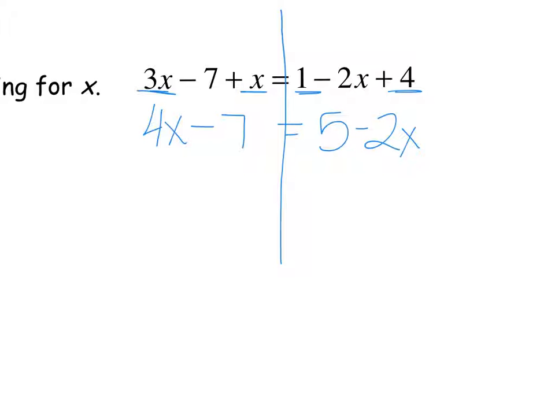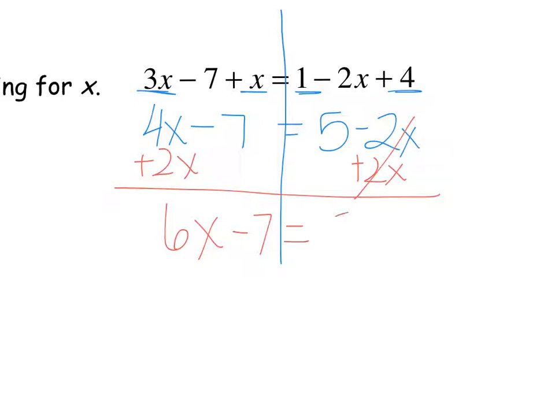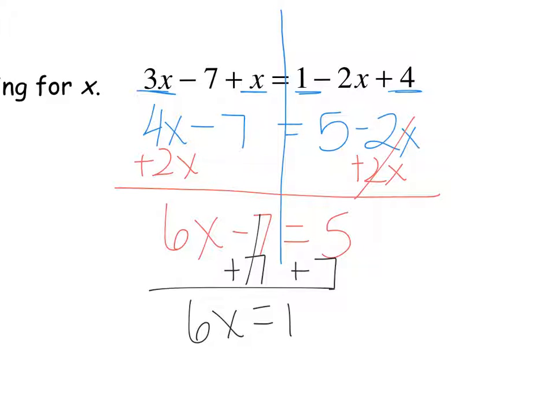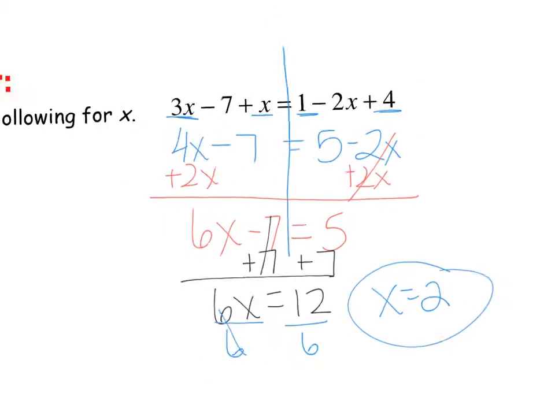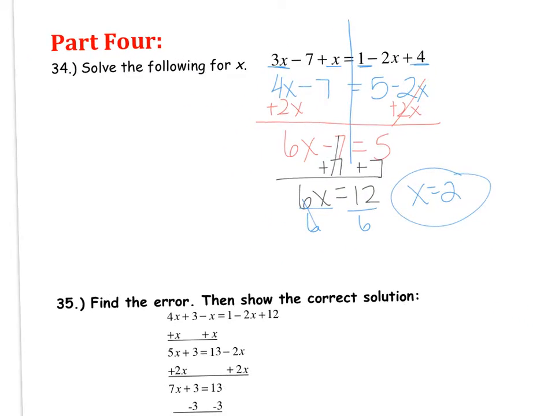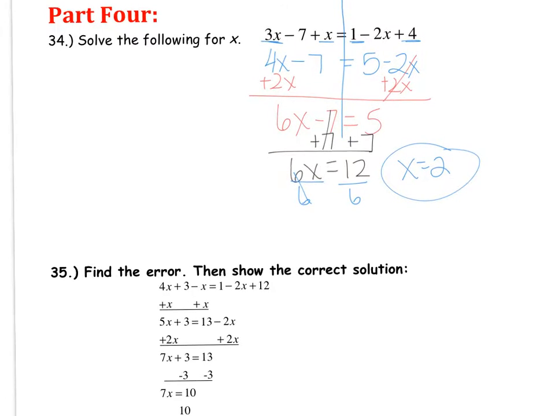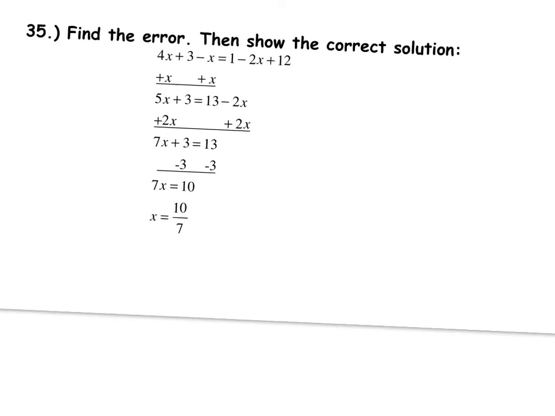From here, we are going to add 2x to both sides to get the x's on the same side of the equal sign. So 6x minus 7 equals 5. We will then add 7 to both sides to get 6x equals 12. And then divide both sides by 6 to get x equals 2. So we're combining like terms and then solving for x.